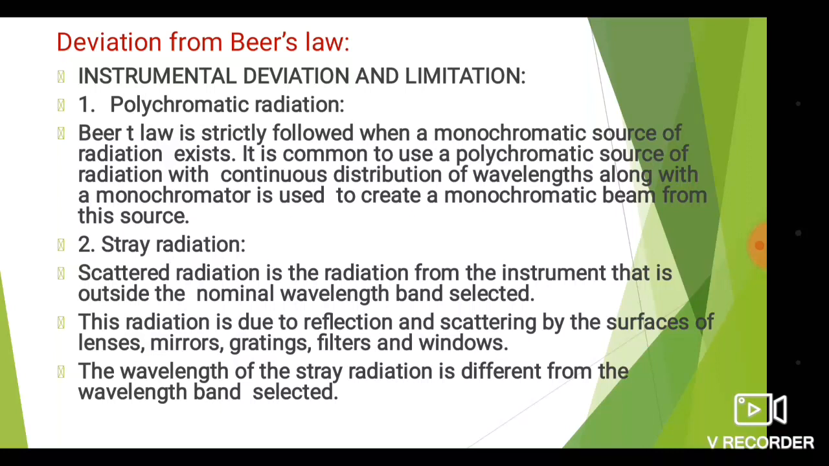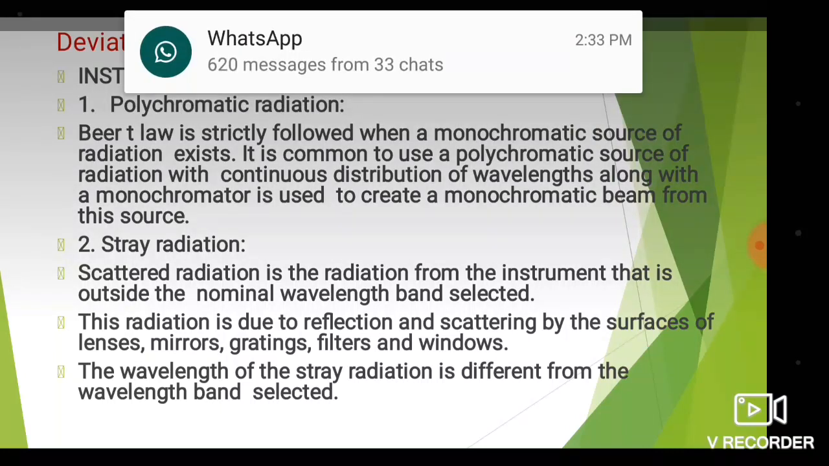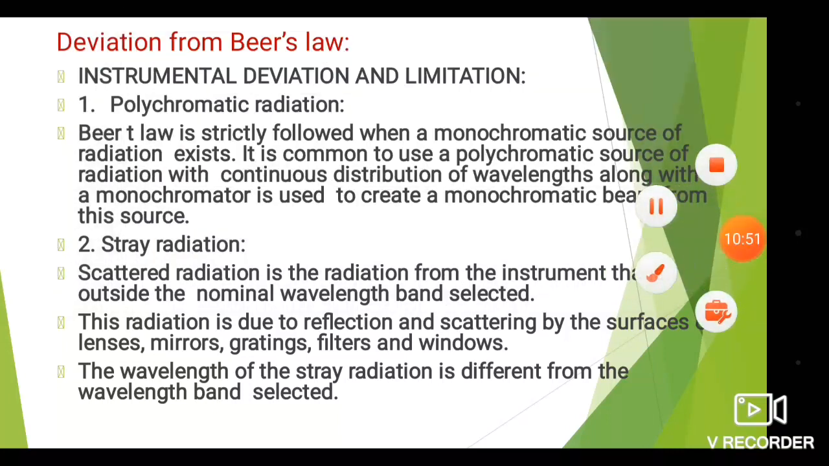Stray radiation, or scattered radiation, is the radiation from the instrument that is outside the nominal wavelength band selected. So this is another drawback, the stray radiation. This radiation is scattered by the instrument itself. It is due to the reflection and scattering by the surface of the lenses, mirrors, gratings, filters, and windows. These are the optical instruments, so reflection of the radiation also occurs, and due to this the deviation also occurs. The wavelength of the stray radiation is different from the wavelength band selected.